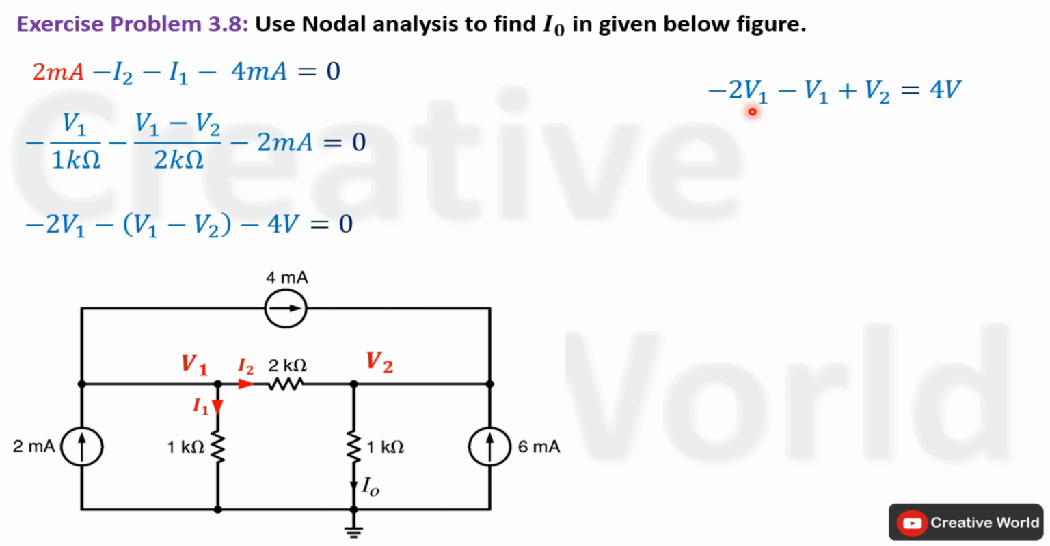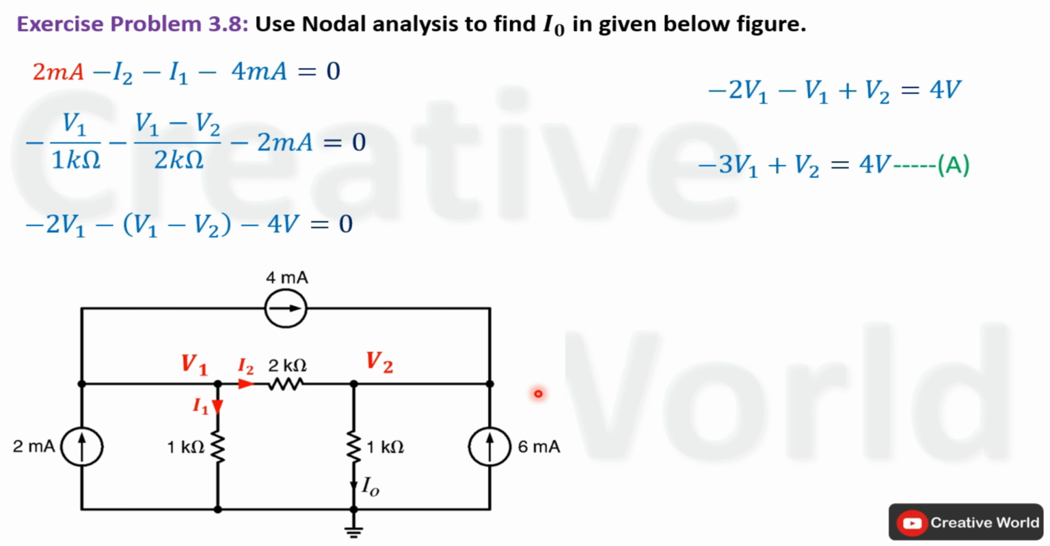Now add values having same variables together. The equation will become minus 3V1 plus V2 equal to 4 volt. We cannot further solve this equation, so leave it for now and label it as equation A. It is the first node voltage equation of this network.